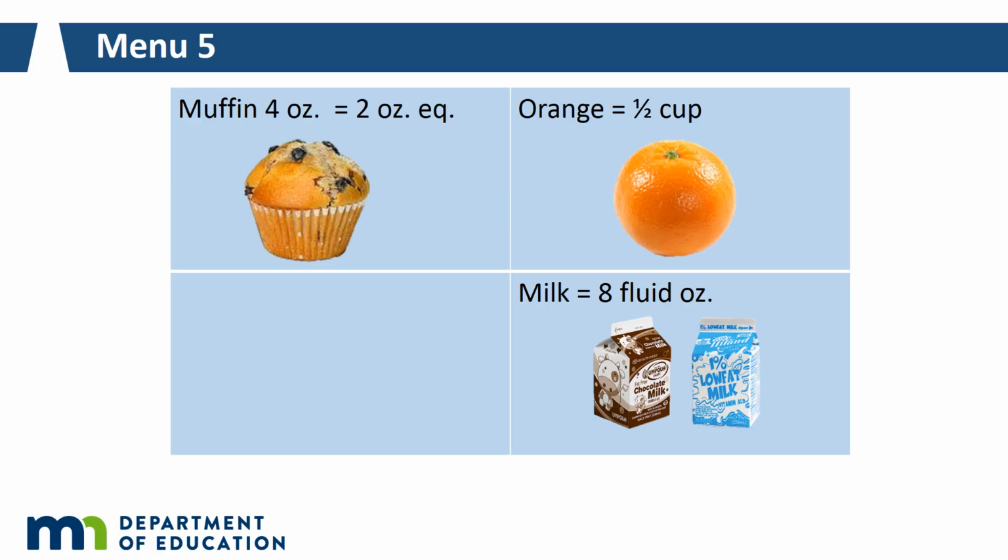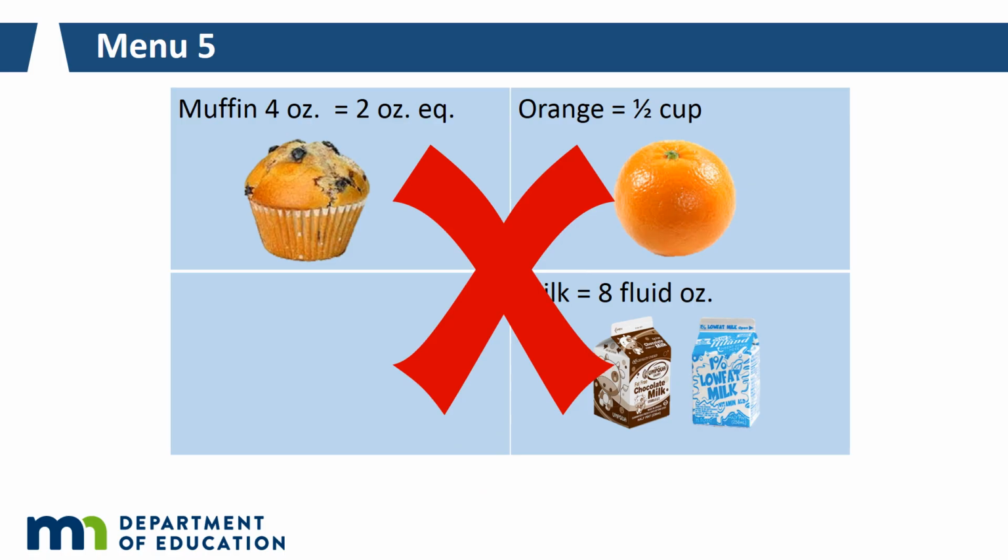Here's another menu. Is this reimbursable? We have a muffin, half cup of fruit with the orange, and 1 cup of milk. No, this menu falls short of the fruit requirement because the meal pattern requires 1 cup of fruit and the orange only provides a half cup.